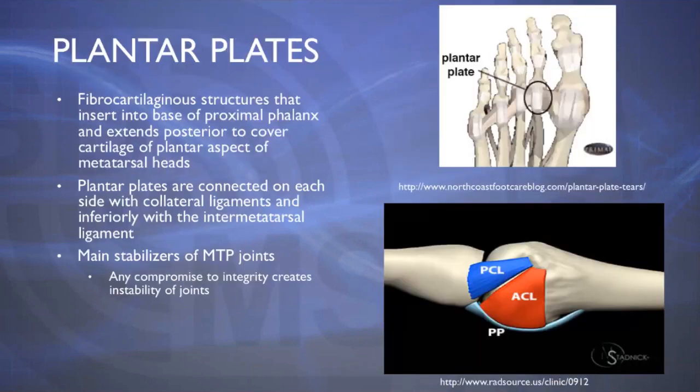We also look at the plantar plates, and these are the fibrocartilaginous structures that insert into the base of the proximal phalanx and extend posterior to cover the cartilage of the plantar aspect of the metatarsal heads. We're looking at them here in this diagram and in this diagram here. The plantar plates are connected on each side with the collateral ligaments and inferiorly with the intermetatarsal ligament. They're the main stabilizers of our MTP joints, and any compromise to the integrity creates instability of the joints.